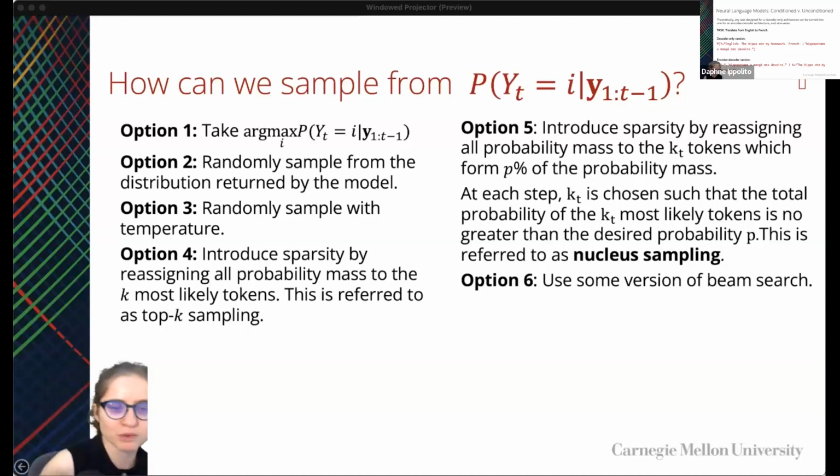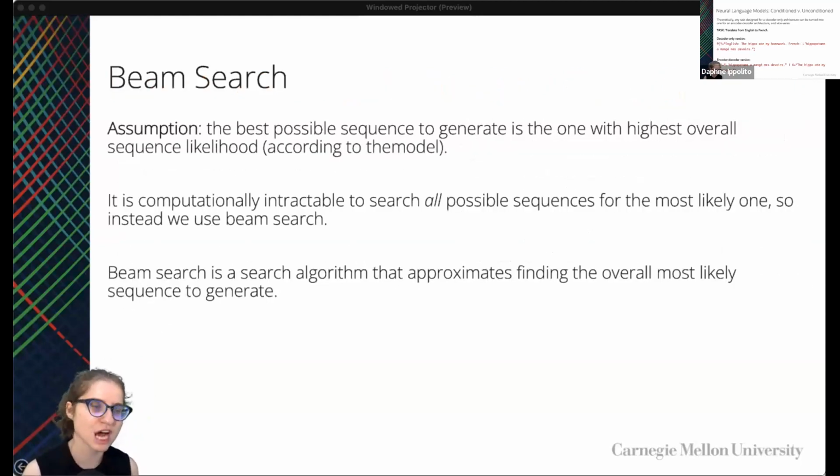Okay, I want to mention one more option, which is not very common for open-ended generation, but is still used in areas where there's relatively few high-quality sequences, and this is beam search. So beam search operates under the assumption that the best possible sequence to generate is the one with the highest overall sequence likelihood according to the model. And this makes a lot of sense for areas like machine translation, where if you're translating from English to French, there isn't a space of many, many possible French translations. There's only a few ways to translate any English sentence into French.